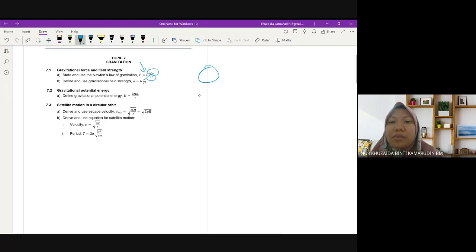Let's say you have two masses. Okay, so R will be the distance between two masses. And then you have a gravitational field strength. So you have A equals to Gm over r square.